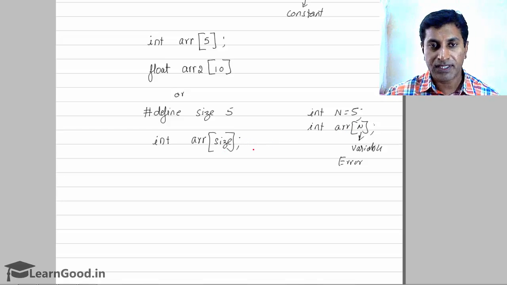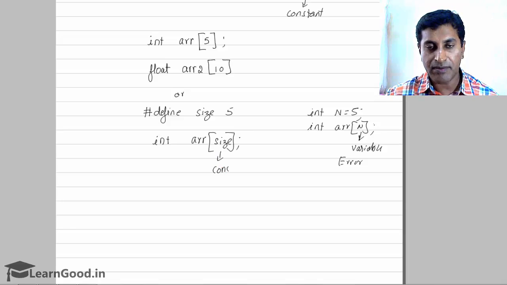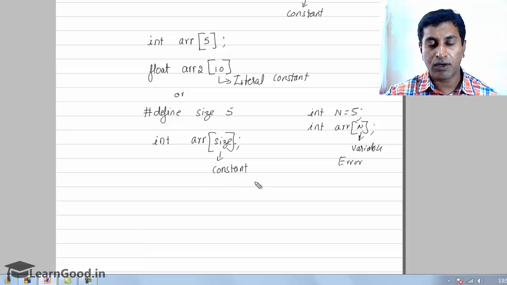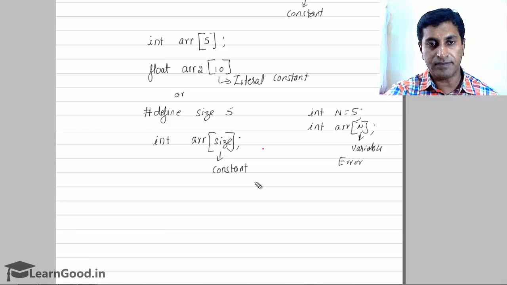So ANSI is standard. This should be a constant. It can be a literal constant, or else it can be a constant identifier. This is how we declare an array.